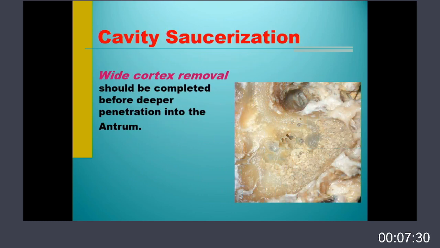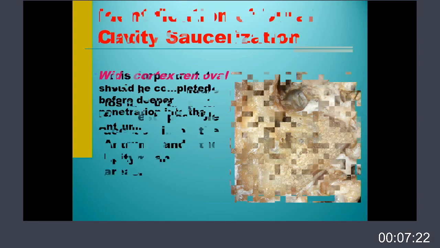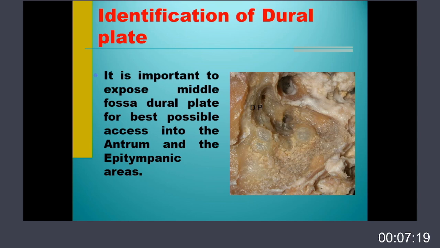So, we should always do the wide exposure. We should do the wide removal of the cortex. Never be in a hurry to look for the mastoid antrum. So it's important to expose the middle fossa dura plate, for the best possible access into the antrum.